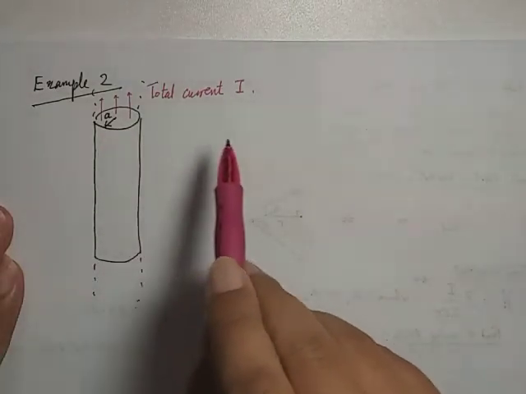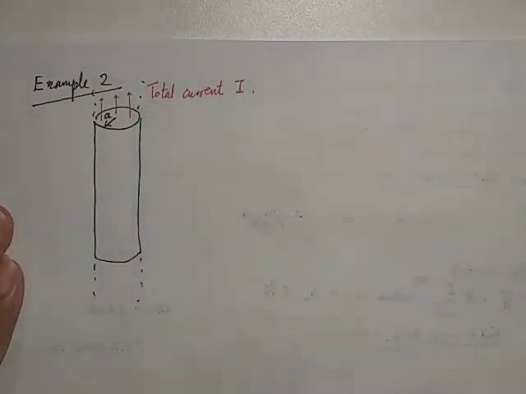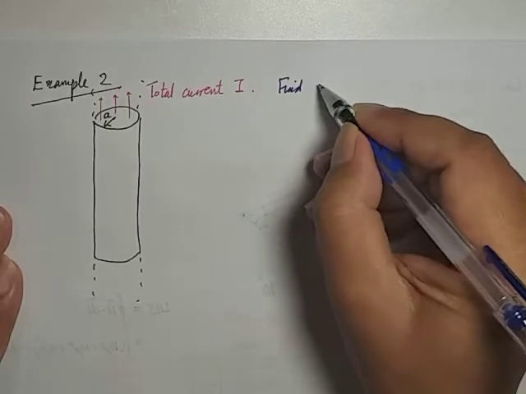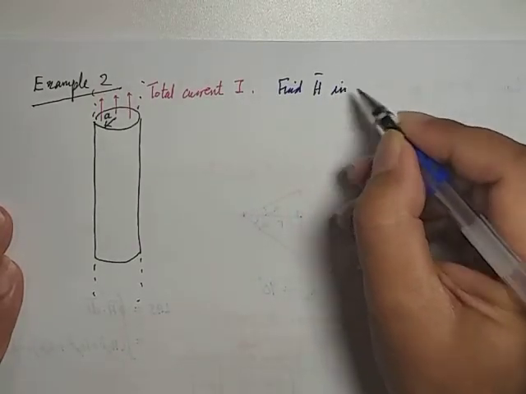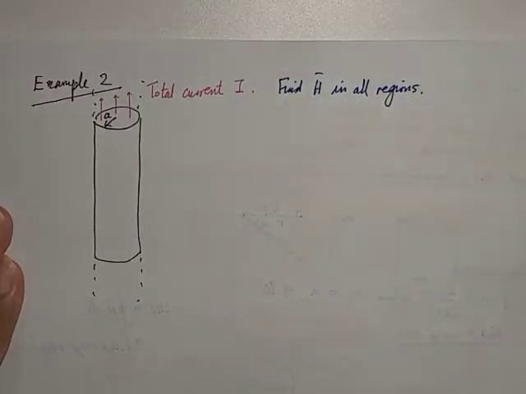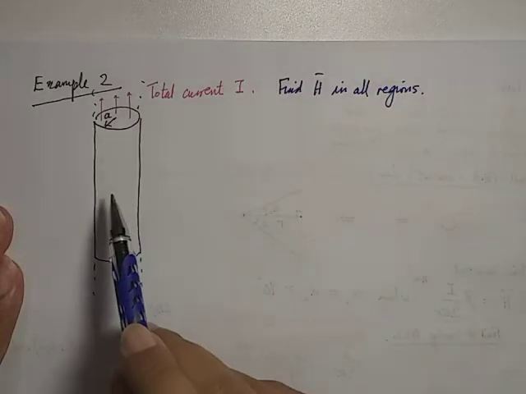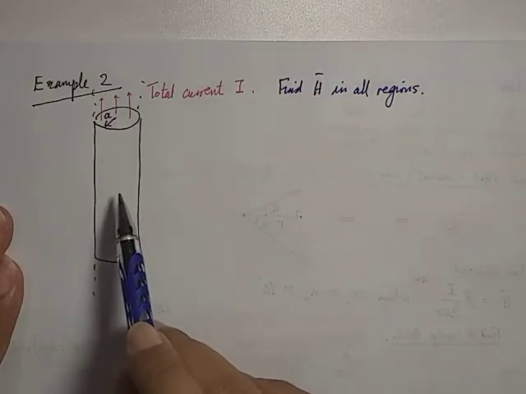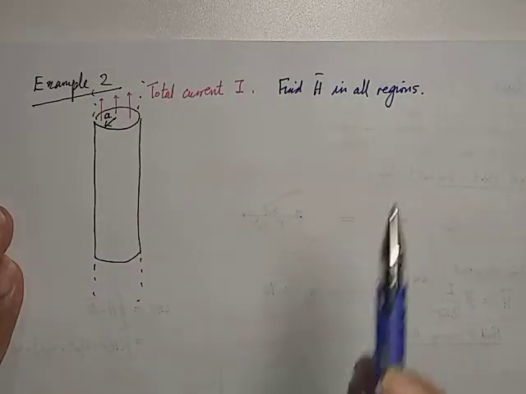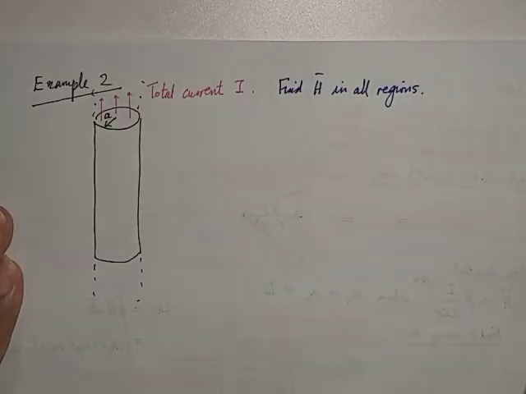So now what we have is a cylindrical structure, after zooming in on the problem that we saw earlier in example 1. Now the question is what? Find H in all regions. Meaning that we need to determine H inside the conductor, or inside the cylinder, as well as outside the cylinder. So H everywhere. That is our objective.